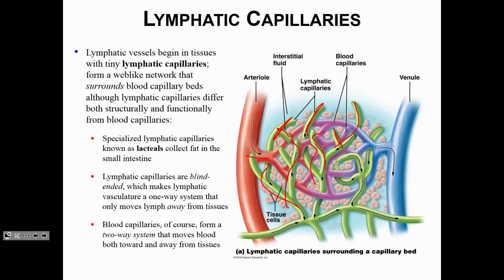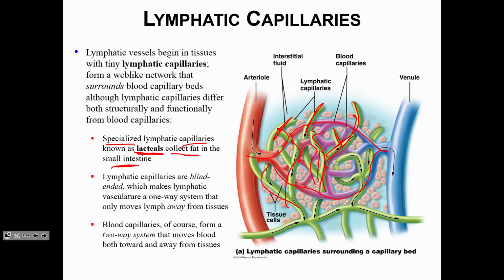And of course, you're already familiar with the blood capillaries, which are the red turning into purple, turning into blue. But all these green things here are the lymphatic capillaries. They're specialized ones called lacteals, and in the small intestine, that's where the fat is collected. So that has a special term. Lacteals collect the fat in the small intestine. That's a special group of lymphatic capillaries.